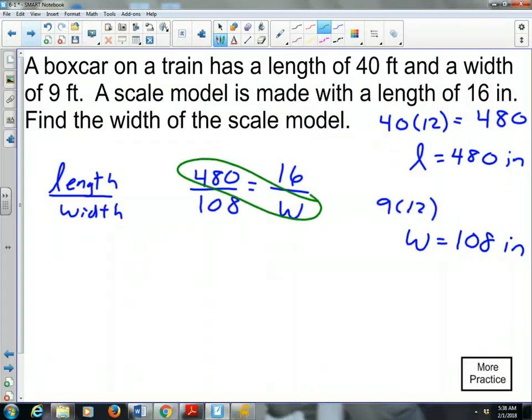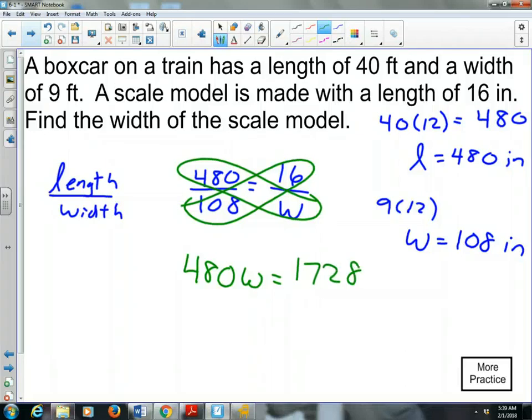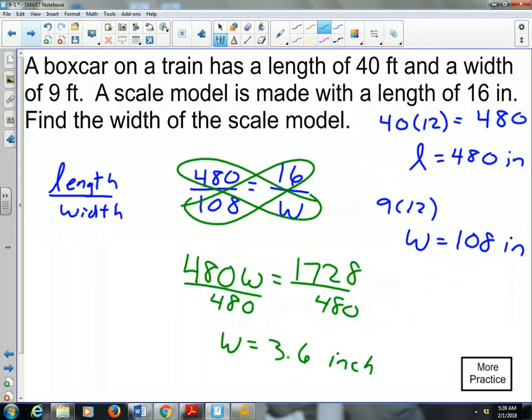So we cross multiply here and here. So 480 times W is 480W. 16 times 108 is $1,728. I divide both sides by 480. And I get width to be 3.6 inches.